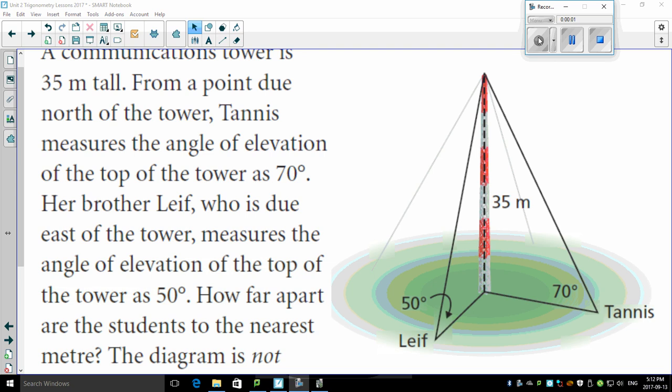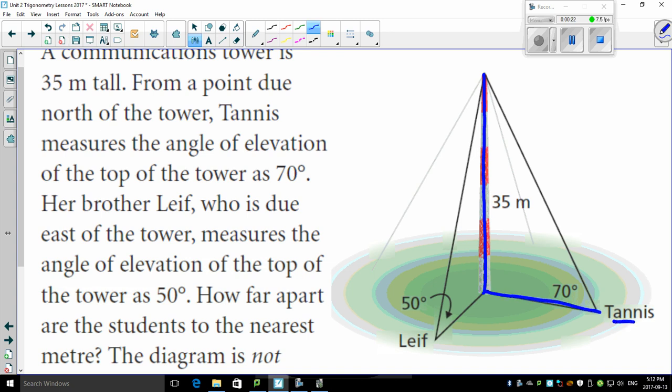Here's a great question I stole out of your book, and I love this question. It says a communication tower is 35 meters tall. So from right here all the way to the top is 35 meters. And I like this question because it's very, very 3D. It says from a point that is due north of the tower. So we're going exactly north.